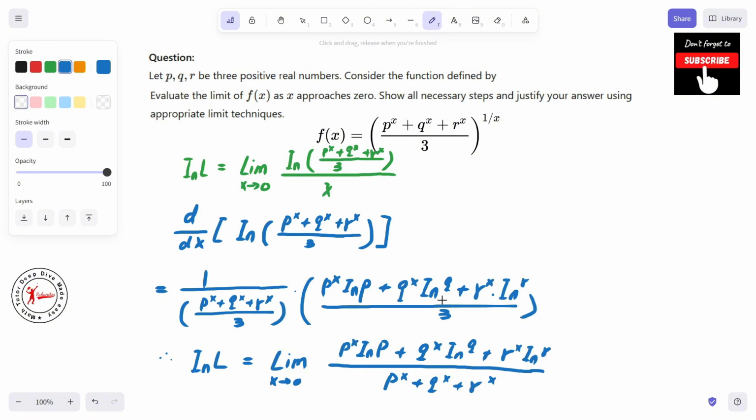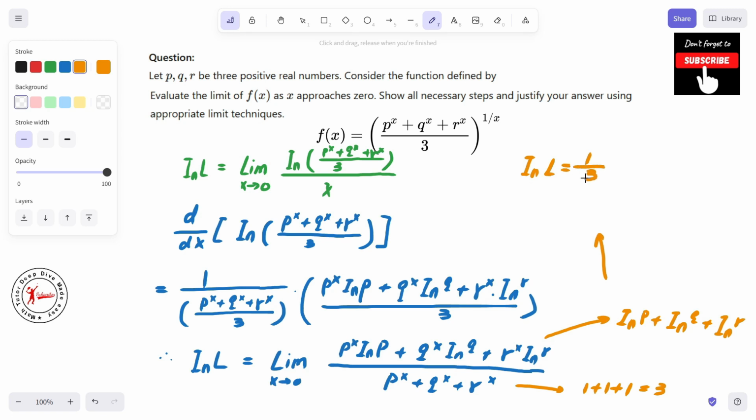Now we let x get very close to 0. Each of the terms like p to the x, q to the x, and r to the x all approach 1, since any positive number raised to the 0 power is 1. So in the numerator, we now have natural log of p plus natural log of q plus natural log of r. In the denominator, we have 1 plus 1 plus 1, which is 3. So this whole thing becomes 1/3 times the sum of the natural logs of p, q, and r. In other words, the natural logarithm of L is equal to 1/3 times the natural log of the product p times q times r. Next step is to exponentiate to get the final result.